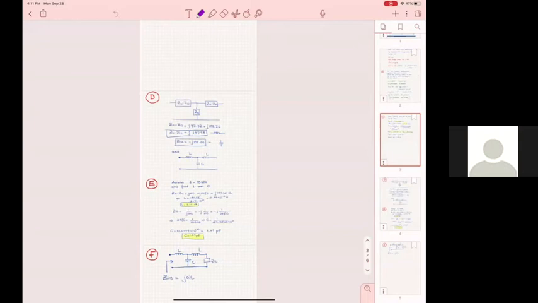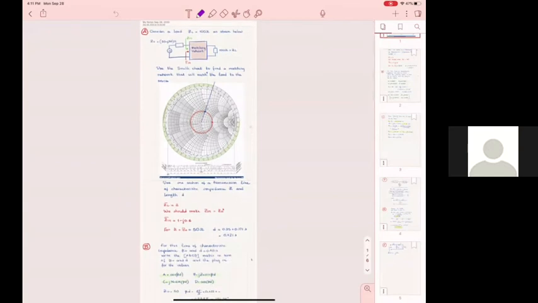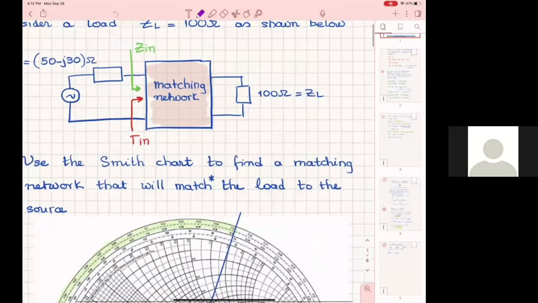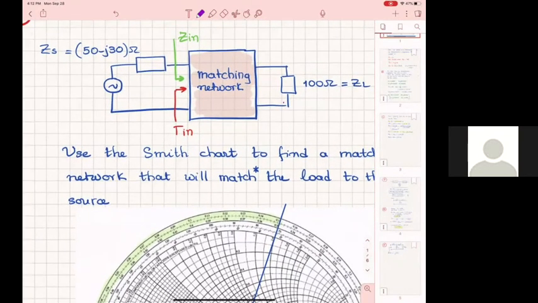So there are both ways you can go. You can start from gamma in, you see it here, gamma in. And then you move towards the load, or you start from the load and you move towards the gamma in. Both are fine because what they ask you to do is to create a matching network that takes you from one to another. You know both of them. You know your 100 ohms, and then you know your Z in has to be the complex conjugate.